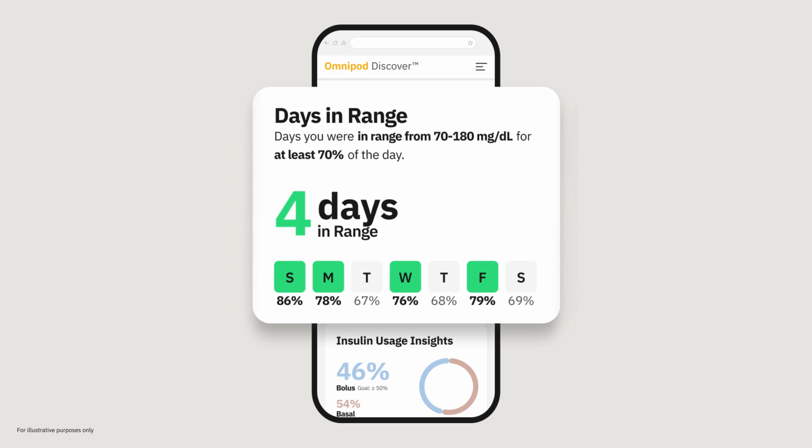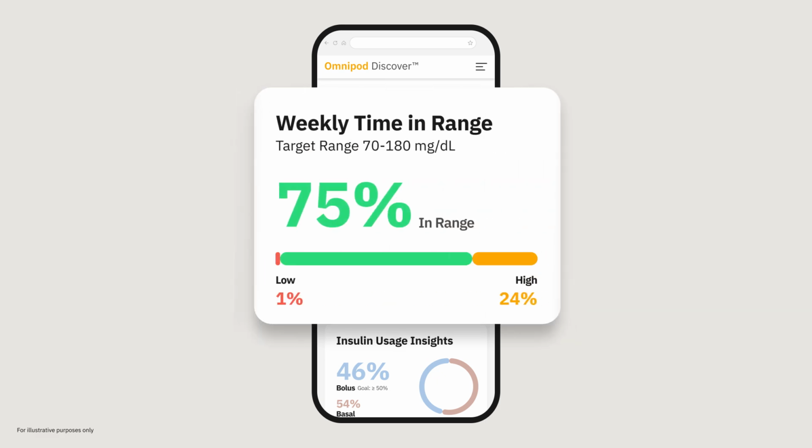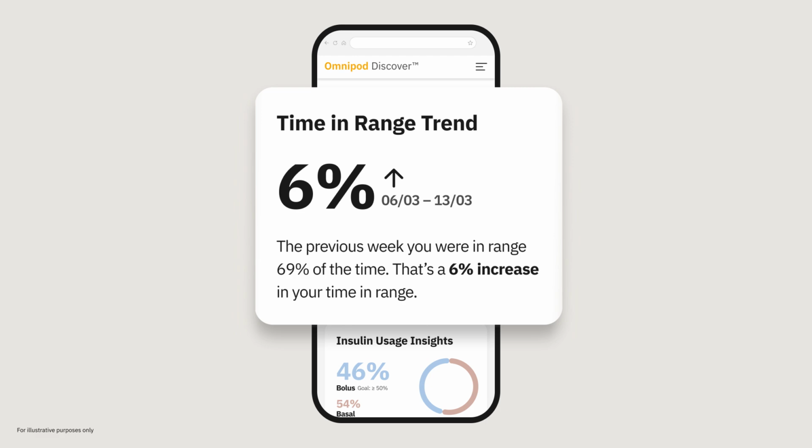When you look at the days you met your time in range goal, you can learn what you did on those days that help keep your glucose in a healthy range. The weekly time in range insight breaks down your glucose levels into 3 groups: low, target range, and high. These groups match how healthcare providers look at glucose. The time in range trend compares your current week to the one before. If your time in range has improved, you'll see an upward arrow along with the percentage change. If it has decreased, a downward arrow and percentage will appear.